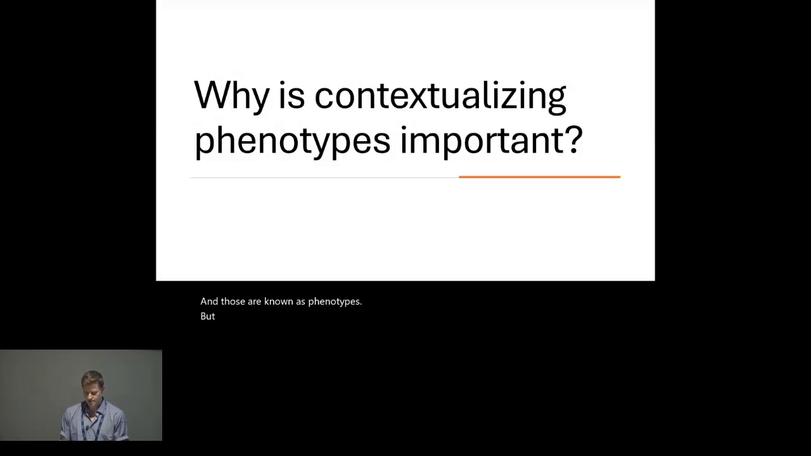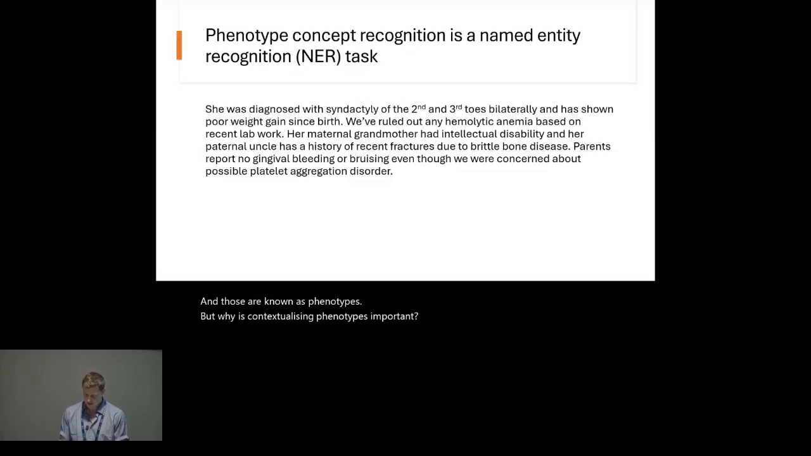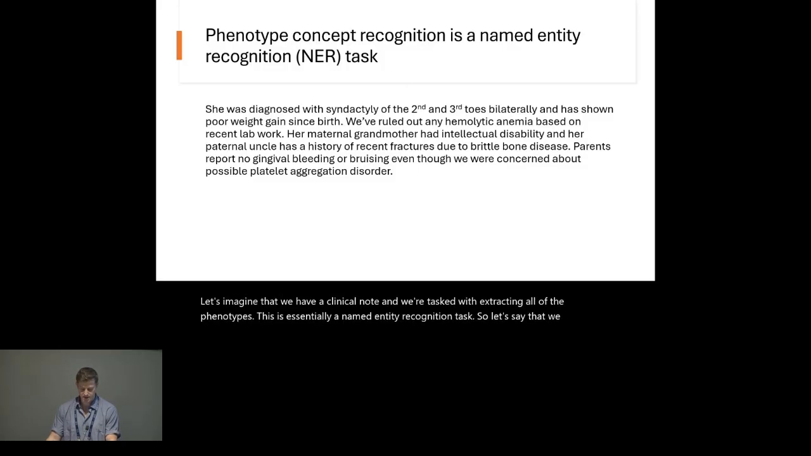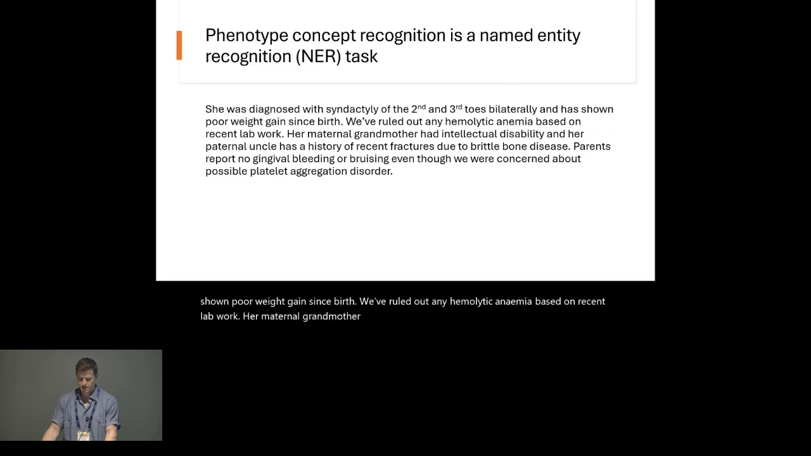But why is contextualizing phenotypes important? Let's imagine that we have a clinical note and we're tasked with extracting all of the phenotypes. This is essentially a named entity recognition task. So let's say that we have the text: she was diagnosed with syndactyly of the second and third toes bilaterally and has shown poor weight gain since birth. We've ruled out any hemolytic anemia based on recent lab work. Her maternal grandmother had intellectual disability and her paternal uncle has a history of recent fractures due to brittle bone disease. Parents report no gingival bleeding or bruising, even though we were concerned about possible platelet aggregation disorder.